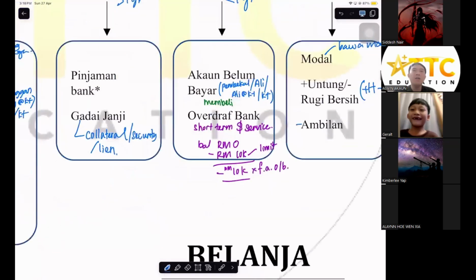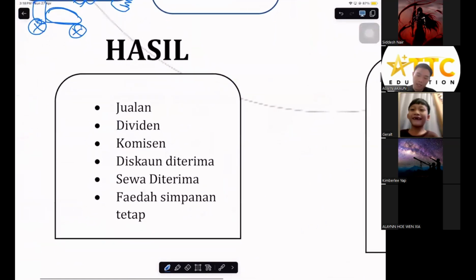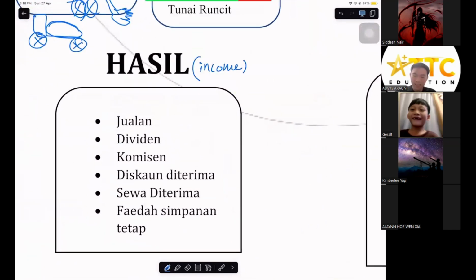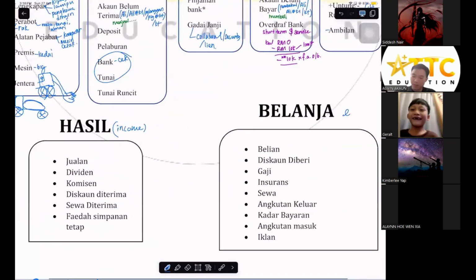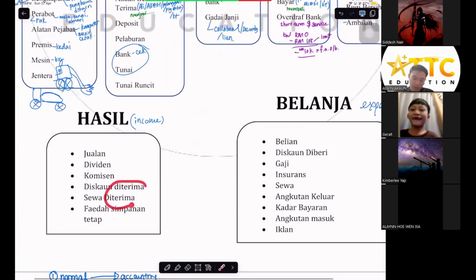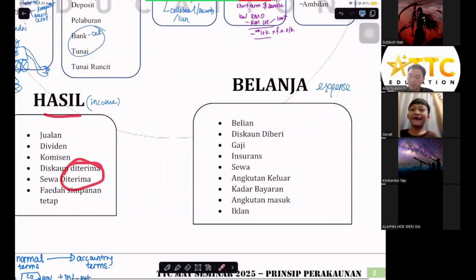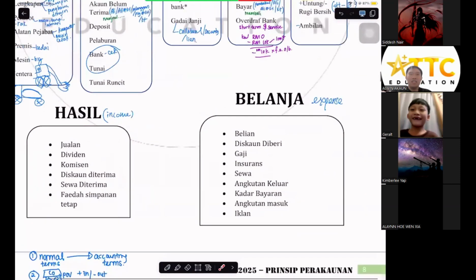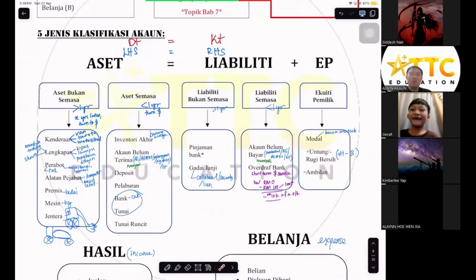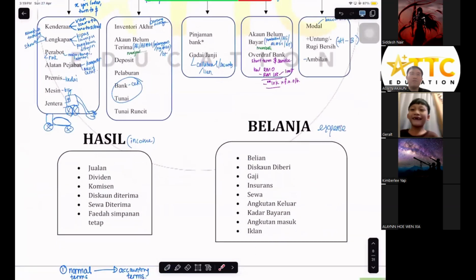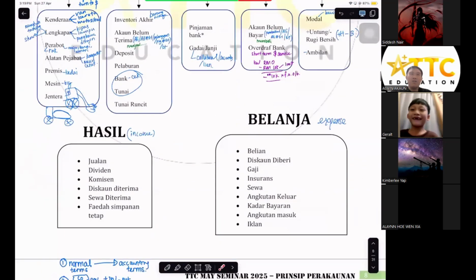Talking about hasil belanja, we have this. Hasil means money income. Belanja means expenses, money go out. Very easy. So normally when you see terima, that is hasil. Belanja means bayar, beri, or only one word. Then that is belanja. Okay, so this is your asset equals liability plus equity per milik stuff. Any questions over here?